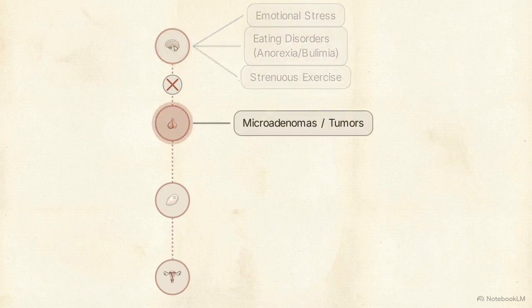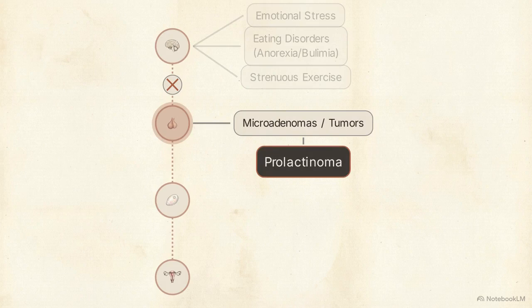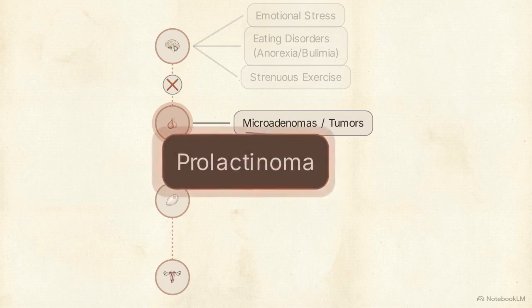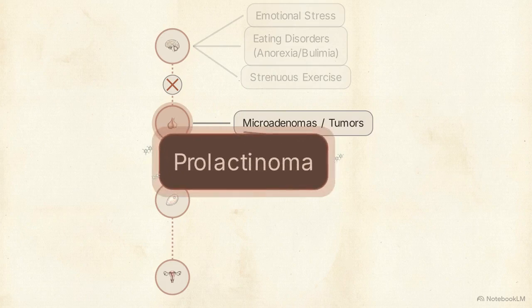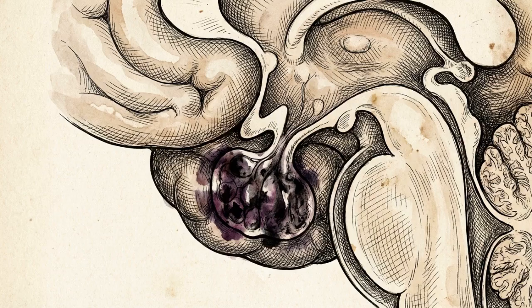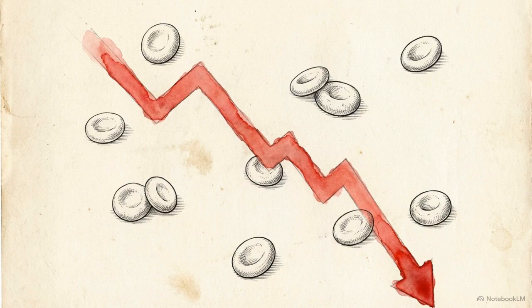Moving one step down to the pituitary level, microadenomas are the most common tumor cause of amenorrhea here, specifically prolactinomas. A prolactinoma is a benign tumor of the pituitary gland that secretes excess prolactin, suppressing normal menstrual cycles. Another major pituitary cause is Sheehan syndrome. This is a specific necrosis of the anterior pituitary caused by severe postpartum hemorrhage and the resulting hypovolemic shock.